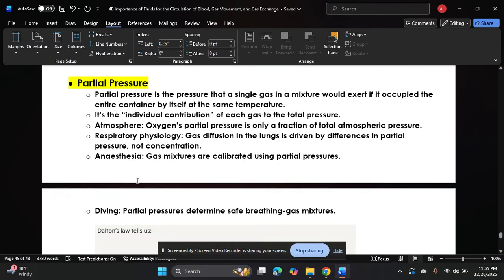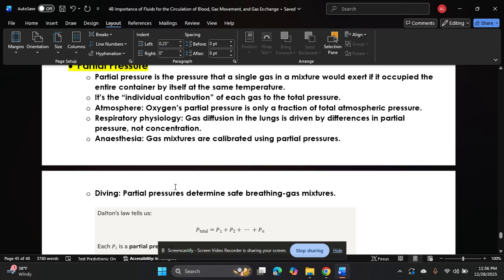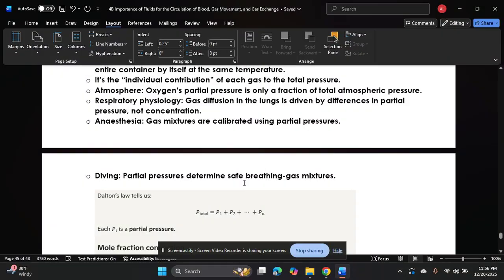What is partial pressure, right? Partial pressure is the pressure that a single gas in a mixture would exert if it occupied the entire container by itself at the same temperature. So it's the individual contribution of each gas to the total pressure. All right, so atmospheric oxygen's partial pressure is only a fraction of total atmospheric pressure. Respiratory physiology: gas diffusion in the lungs is driven by differences in partial pressure, not concentration. Anesthesia: gas mixtures are calibrated using partial pressures, right? Diving: partial pressures determine safe breathing gas mixtures, right?